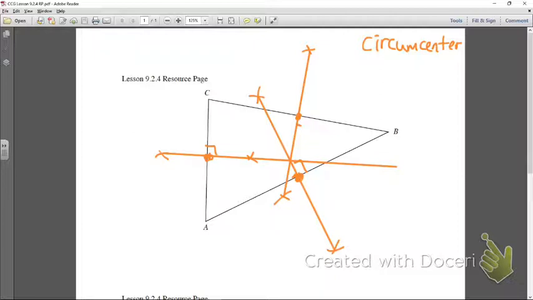Okay, assuming they're perpendicular. Notice that I'm not drawing a median, so a point from here to here, or from B to where it intersects. I'm not doing that. What I am going to do though is draw a line from A, C, and B to the circumcenter. So let's go ahead and put a dot here. I'm going to use a different color now. Let's use red.